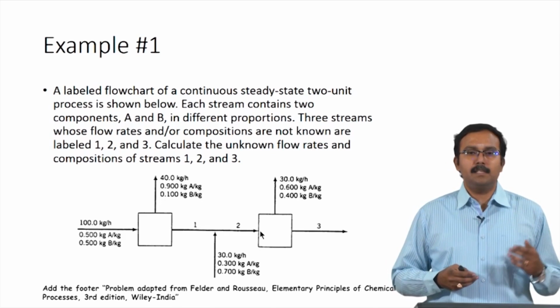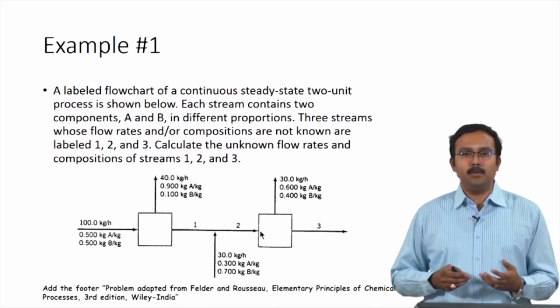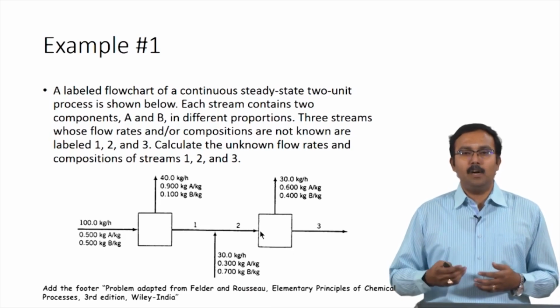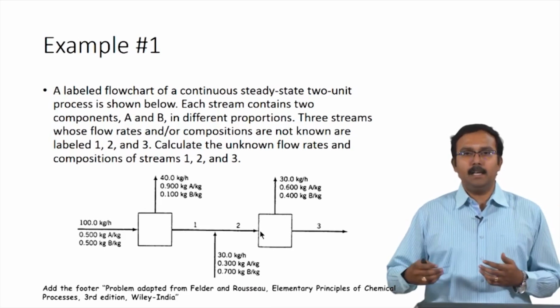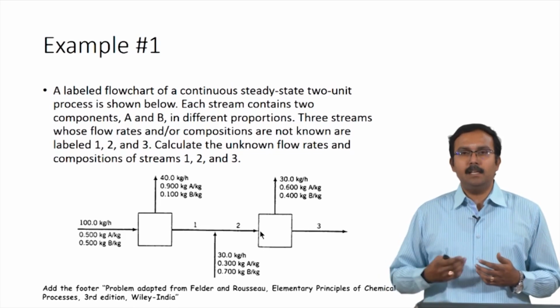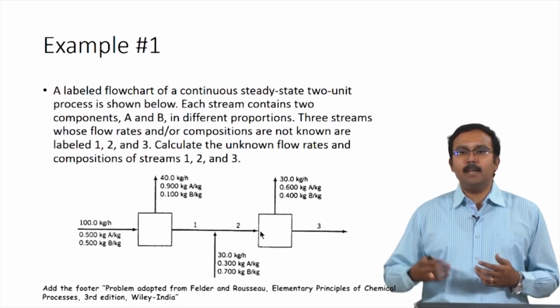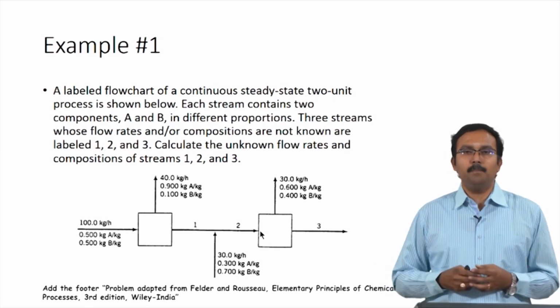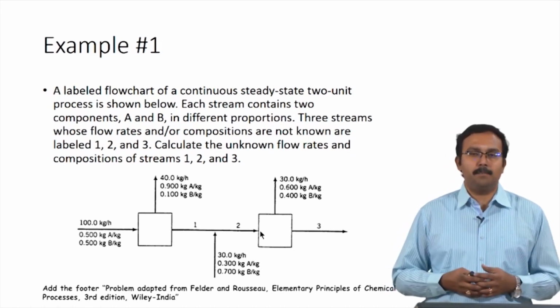Now, this process has one input which enters a particular unit giving 2 outputs, and one of the outputs leaves as a product and the other one gets mixed with another input. So, this mixed input enters the second unit forming 2 different product streams. So, this is what the process represents.